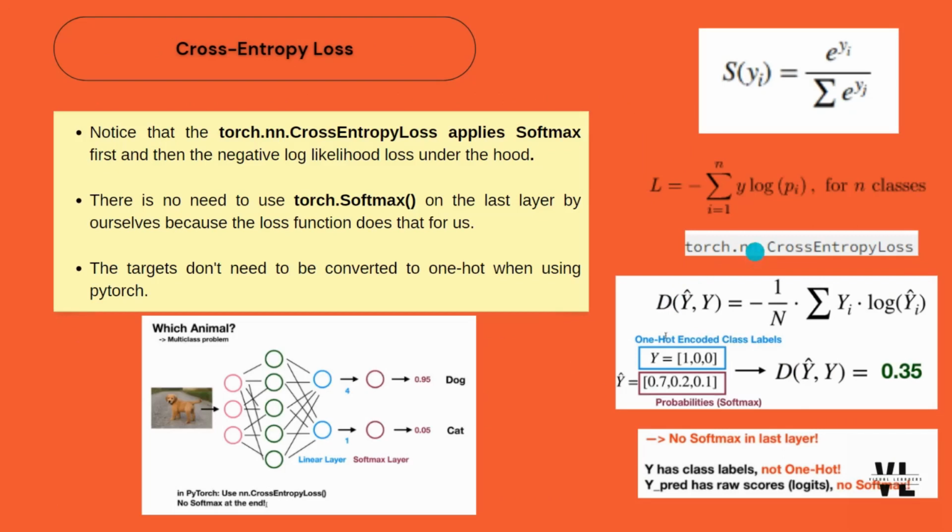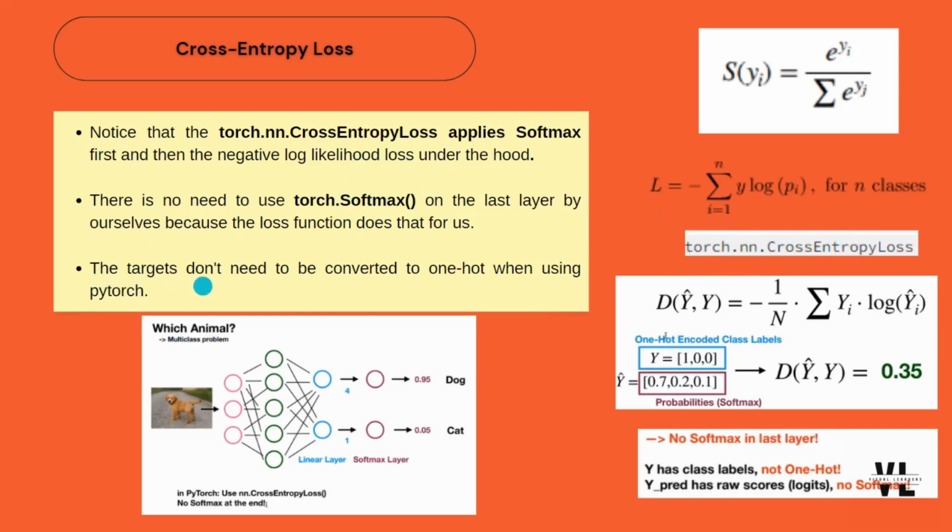But in the case of the cross entropy loss, it basically applies the softmax layer by itself. So we don't have another class to do that for us. Whenever you call the cross entropy loss function, you have to remember that there is no need to implement the torch.softmax layer on the last layer by yourself, because the loss function does that for us. So there is no separate cross entropy loss and cross entropy with logits loss. There is just one cross entropy loss used for multi-class problems. And it basically applies the softmax layer by itself before using the loss function.